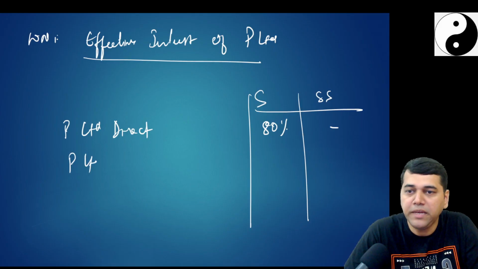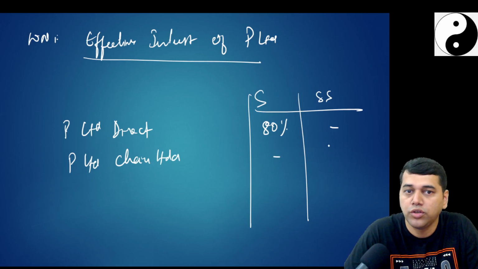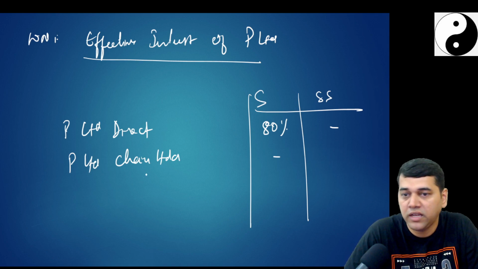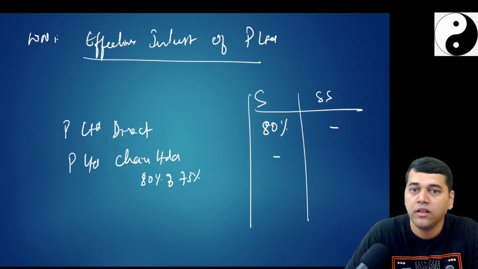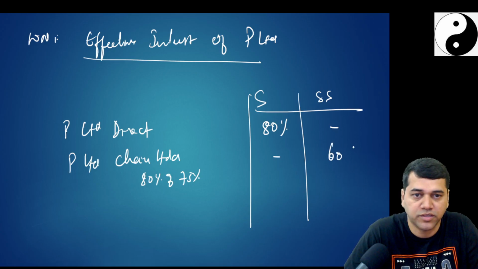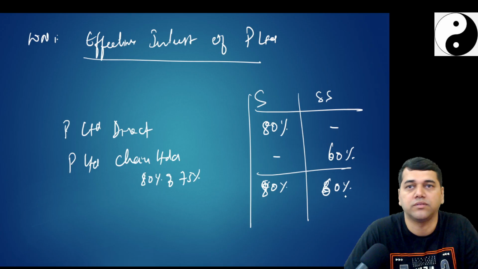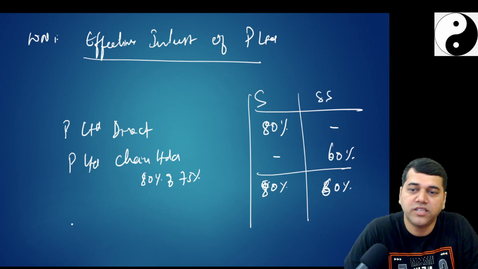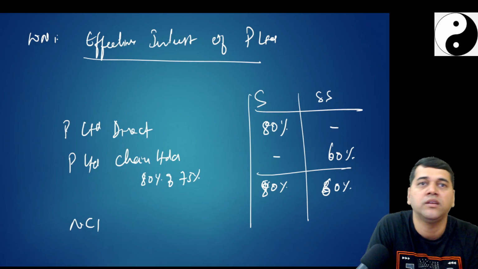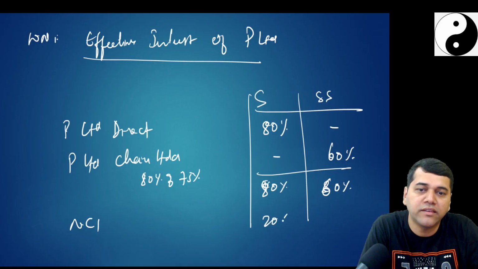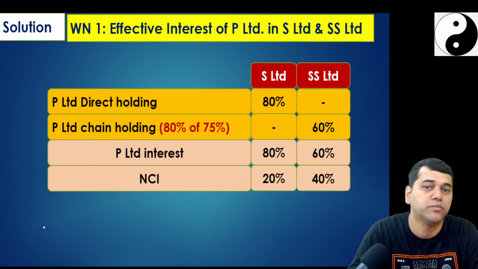Now how much is P Limited's chain holding? Do you have any chain holding in S? No. Do you have a chain holding in SS? Yes. How much? 80% of 75%, because S has 75% in SS. Out of this, you hold 80%, which is 60%. So your total is 80% and 60%. How much is NCI in total? You don't need a breakup of direct NCI and chain NCI. Not required. It is a simple balancing figure: 20% and 40% is your NCI. So this is my first step.